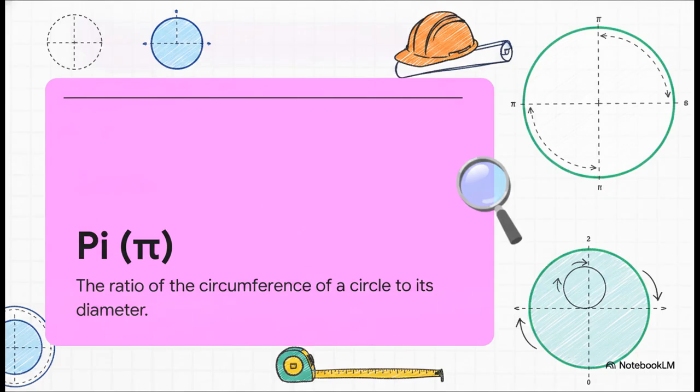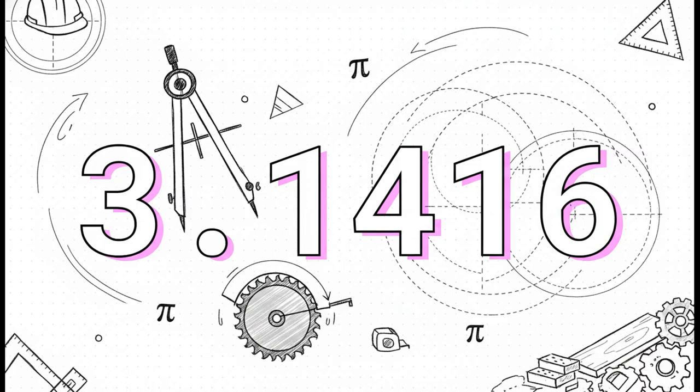Pi is just the ratio of the circumference of a circle to its diameter. And here's the absolute magic of pi. No matter how massive or tiny the circle is, this ratio never ever changes. It's a constant you can bank on. Because pi is an irrational number, its decimal form technically goes on forever.